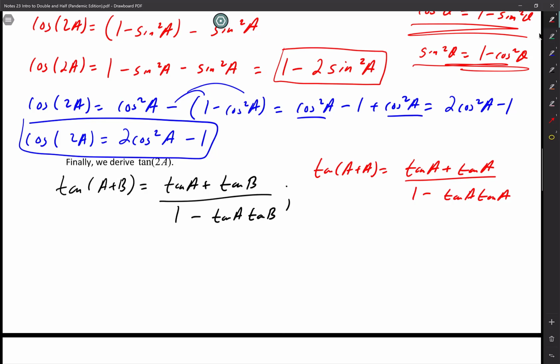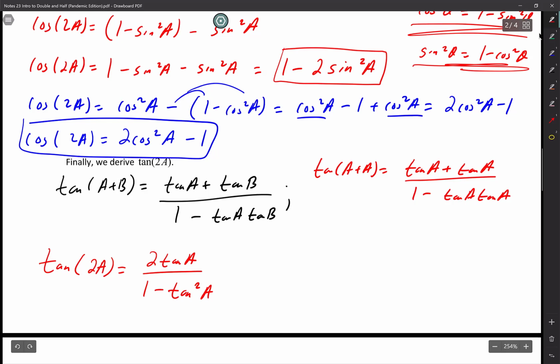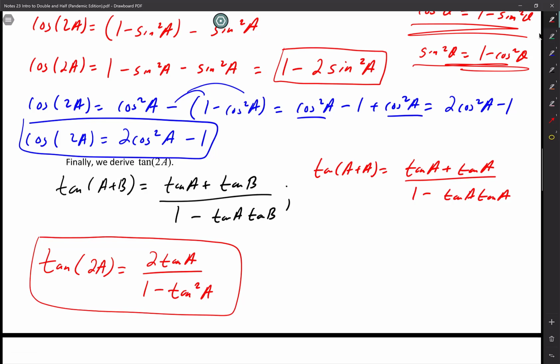Anyways, here we go. From there, I can say that tan of 2a is nothing more than 2 tan a over 1 minus tan squared a. Algebraically, this is probably the one that is most entertaining because of the numbers and stuff. But we'll see. We'll do them all, and you guys will tell me which one you like best. Are we feeling okay so far, guys?